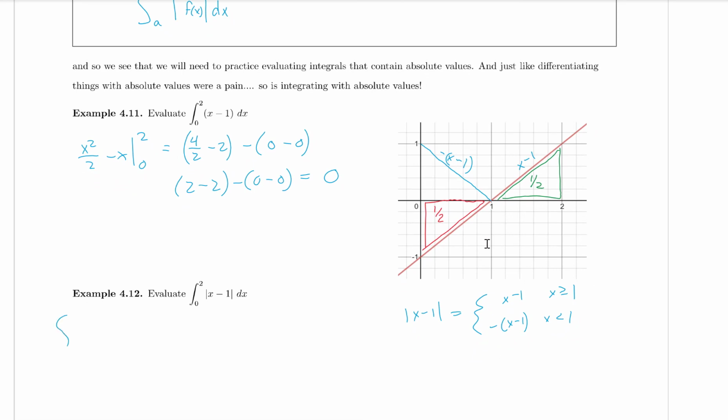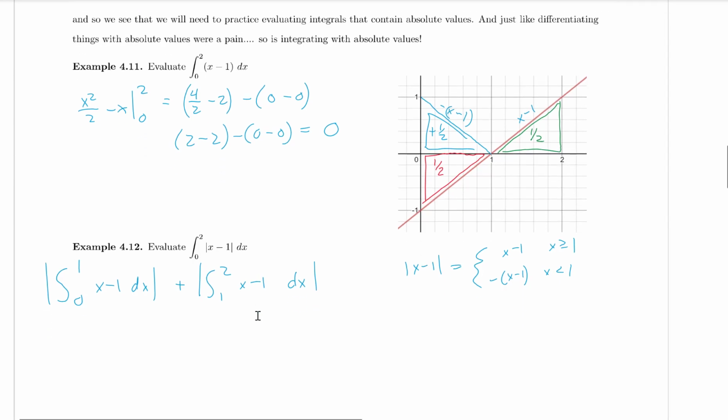And what that means is that in order to calculate this using integrals, we're going to need to do the integral from 0 to 1 of x minus 1 and the integral from 1 to 2 of x minus 1, and we're going to need to add the absolute value of those integrals together. That's because the integral from 0 to 1 of x minus 1 is actually this red triangle, so we're going to get a negative number for this integral from 0 to 1. But we're going to take that negative 1/2, find the absolute value of it, which is the positive 1/2 that we see here in the blue triangle, and then we're going to have positive 1/2 plus positive 1/2 to get our area of 1 that we expect.